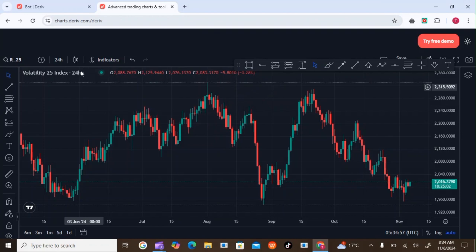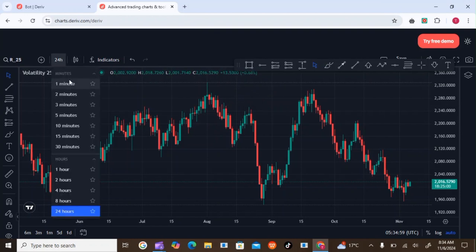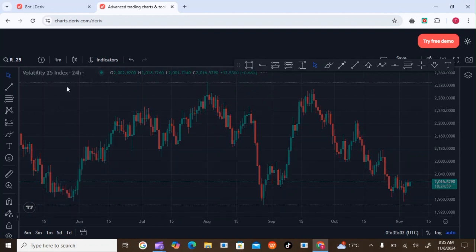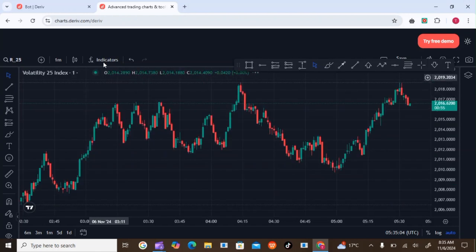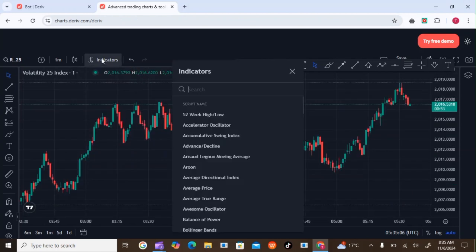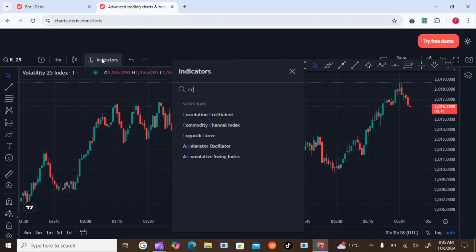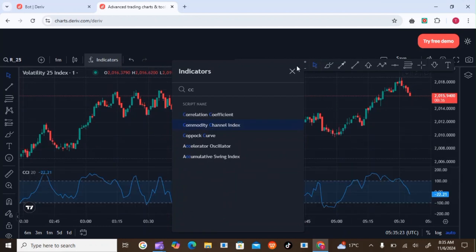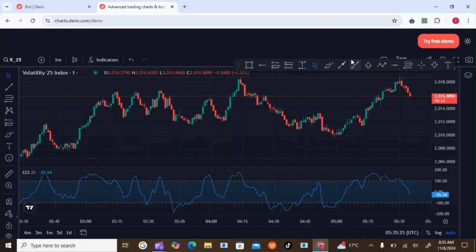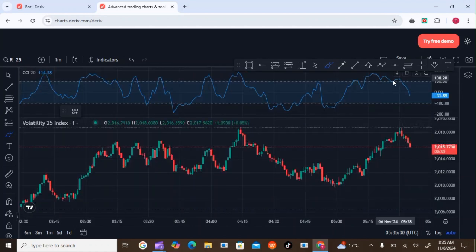So we have a Volatility 25 index here. We will be using the 1 minute candlestick. So the 1 minute candlestick is what we will analyze and then go back to trading. So we will put some indicators, and the first indicator that we will be using is the CCI. We will be using the CCI and the stochastic RSI. So I first put the CCI, which is the Commodity Channel Index. You see, it normally shows the momentum or the direction of the current trend of the market.